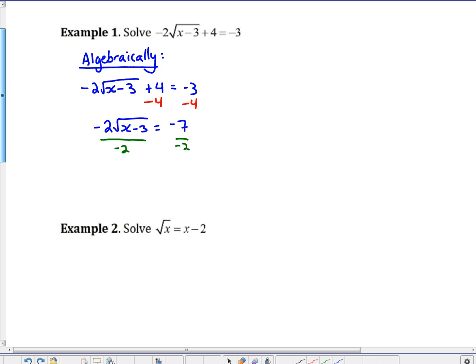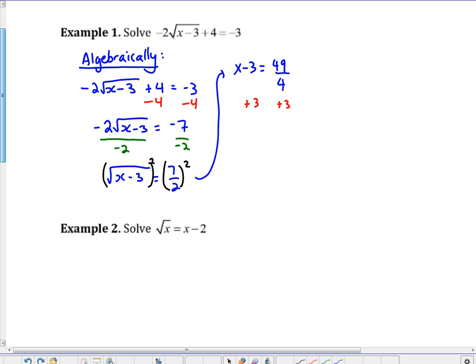-2. What happens if you have 2 negatives? 2 positives. Okay? So root x minus 3 equals 7 over 2. What would be your next step? Square both sides. So that gives me x minus 3 equals, what's 7 squared? 49. What's 2 squared? 4. So 49 over 4. Then our last step is to do what? Add 3.